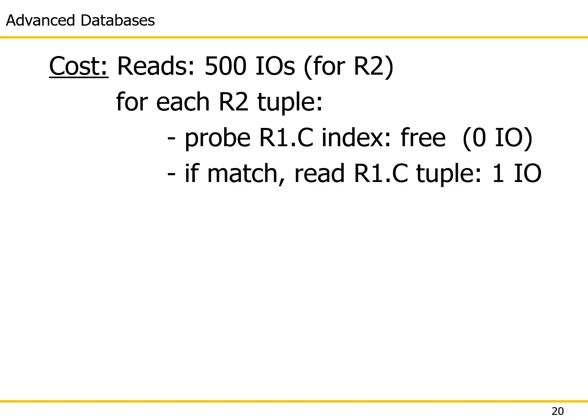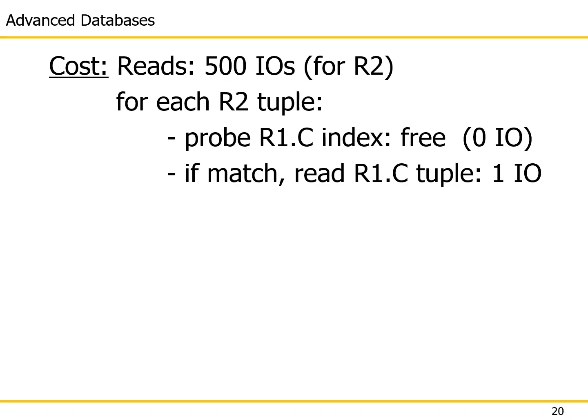Now, if I find a match, I need to get the tuple itself. Remember, the index just has the value and a pointer to where the tuple is. So the tuple could be anywhere. It's in some page on disk, so I'm going to spend an IO to read that page that has the tuple, to be able to read the tuple and put it in the result set.